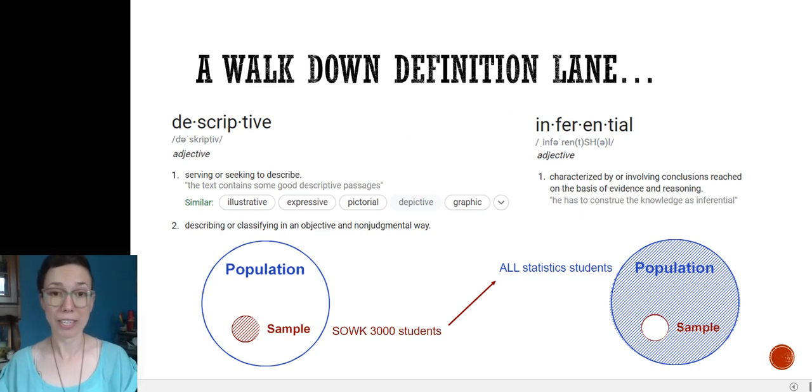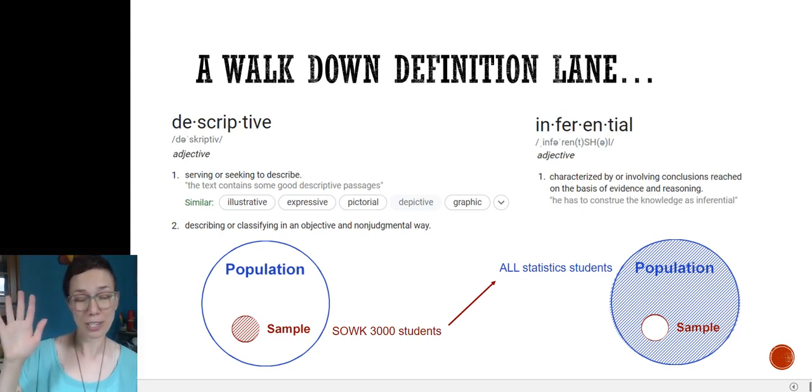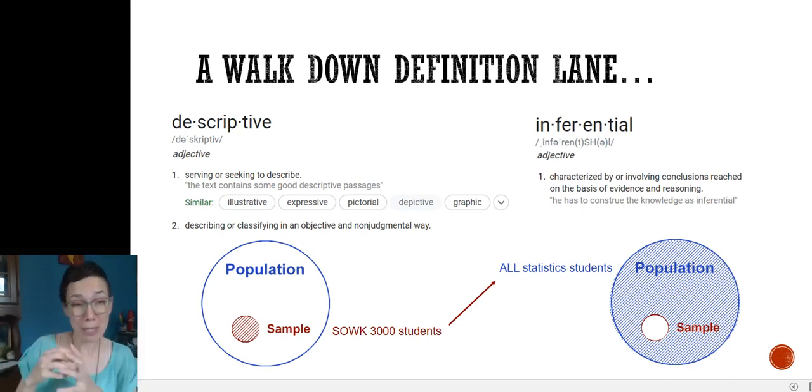On the other hand, inferential, the definition is characterized by or involving conclusions reached on the basis of evidence and reasoning. So here we are making inferences, we're making some assumptions, we're taking some leaps in judgment. Statistics is all about probability, it's about estimation, it's about making the best choice possible. That's what inferential statistics is doing. Maybe I had 5 social work statistics students, and I'm using their results to try and generalize much broader. That's going to be really difficult to do because I'm only working with 5 people and I'm trying to generalize that to a much broader population.